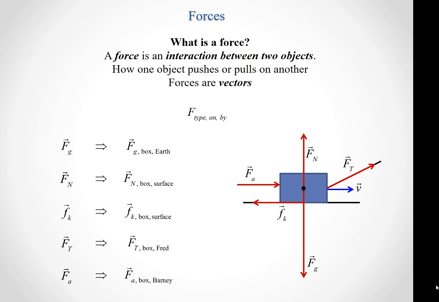The weight of the box is a gravitational force exerted on the box by the Earth. The normal force in our diagram is the normal force exerted on the box by the table. The force of kinetic friction is the force of friction exerted on the box by the table as the box slides. The tension force is the force exerted on the box by Fred as he pulls on the rope. And the applied force is the force exerted on the box by Barney as he pushes the box to the right. Notice that every force in our diagram acts on the box.